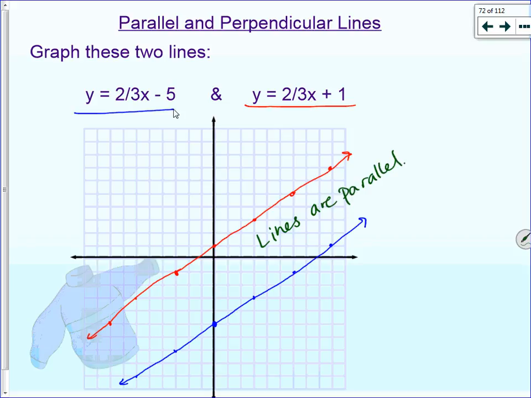Can someone give me a definition of parallel? Can you say that one more time? Two lines that never cross. Good. Two lines that never cross or touch. They just run side by side each other. So, same slope are parallel.